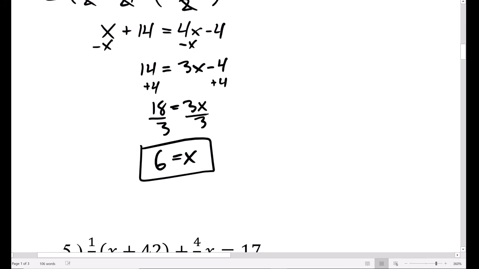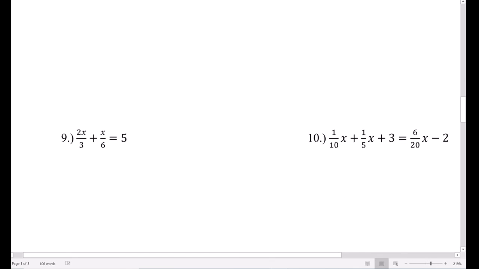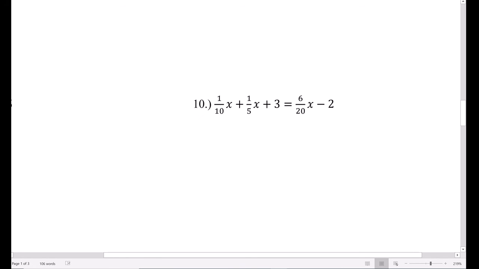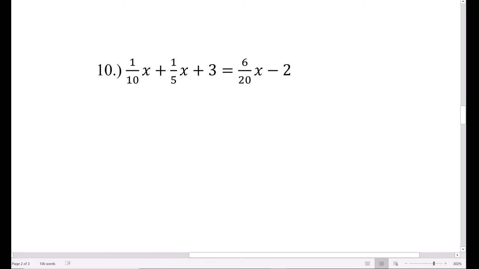Alright, for the last example I'm going to do with you, I'm going to move to what I think is probably the most challenging one on here, which is number 10. So this one, there's a lot of fractions here, so I need to find a common denominator for all of them. So we've got a fraction that is in tenths, one that's in fifths, and one that's in 20ths. So for my common denominator, I talked about making a list off to the side. You can do this if you need to.